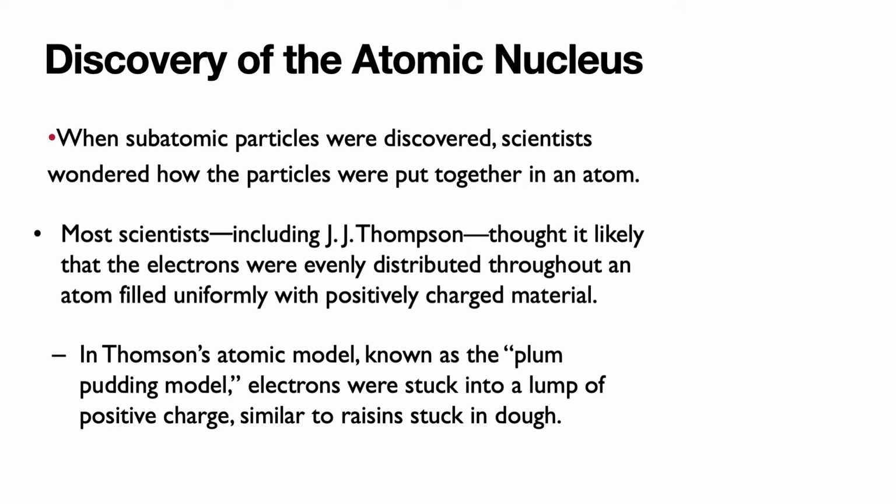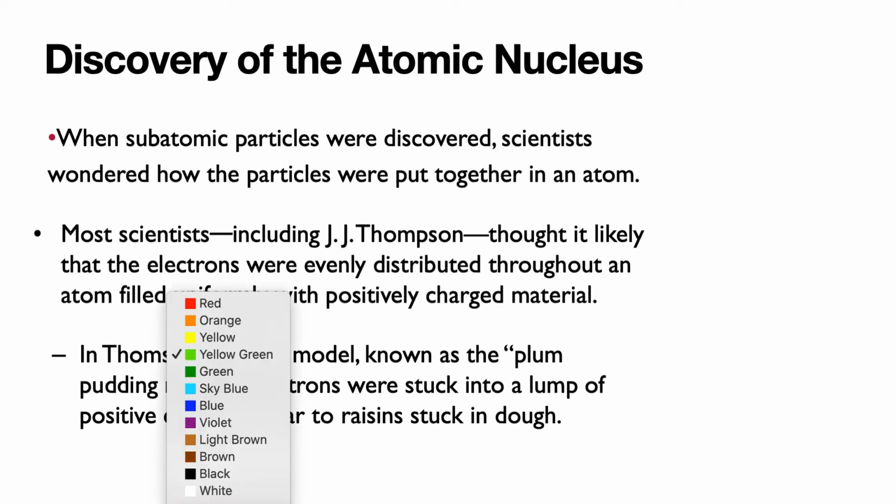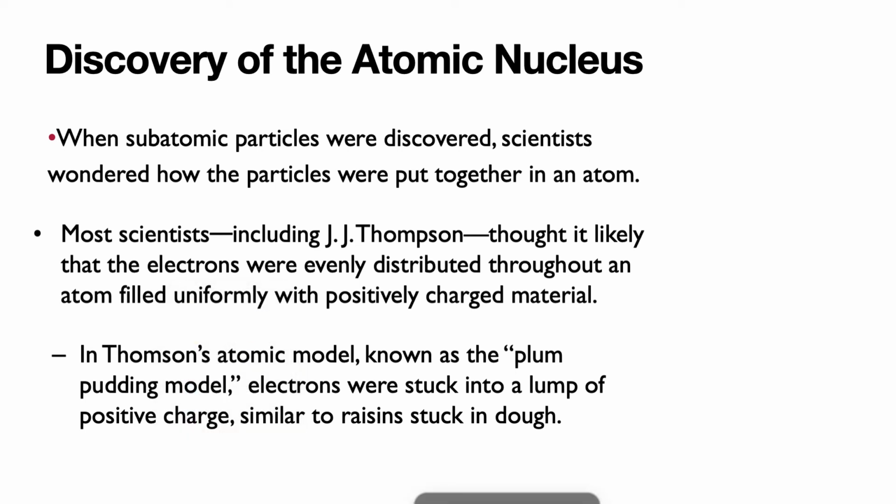So when subatomic particles were discovered, scientists wondered how the particles were put together in an atom. So most scientists, including Thomson, thought it likely that the electrons were evenly distributed throughout an atom filled uniformly with positively charged material. So Thomson had a plum pudding model. He thought electrons were stuck in a lump of positive charge similar to raisins in dough. So what he thought was this. He thought the electrons were located in here all close to each other. He didn't know what we know now, that they actually orbit around the nucleus. They just thought they were in one location lumped together.